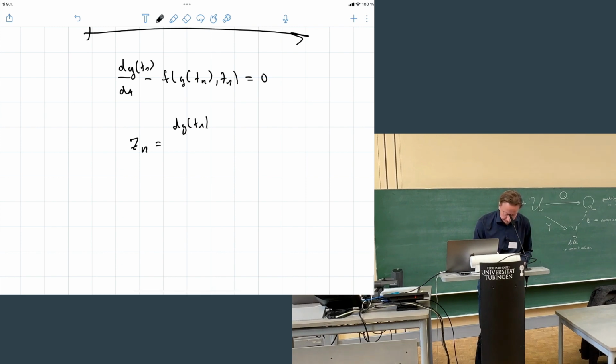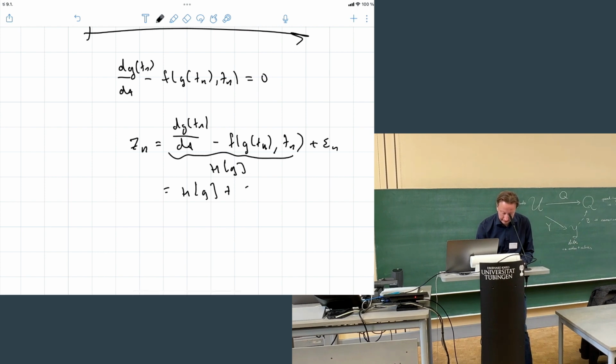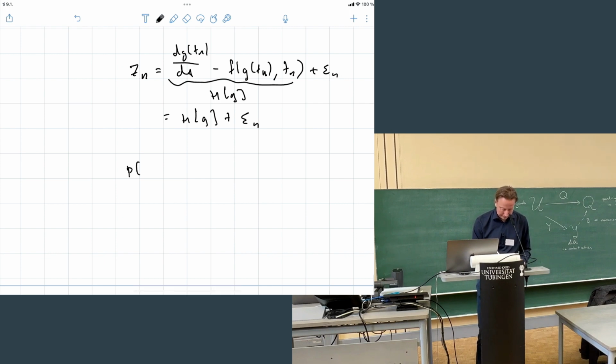this. Let's write this down first. Let's say that we measure that at tn plus some noise for now. And let's call this some kind of h of g. Strictly speaking it's not a function of g, because there's the differentiation. It's a kind of functional, but you can think of it as a function. So let's say this is h of g plus epsilon, where epsilon is Gaussian noise. What this defines is a measurement model of Zn given h of g and epsilon.